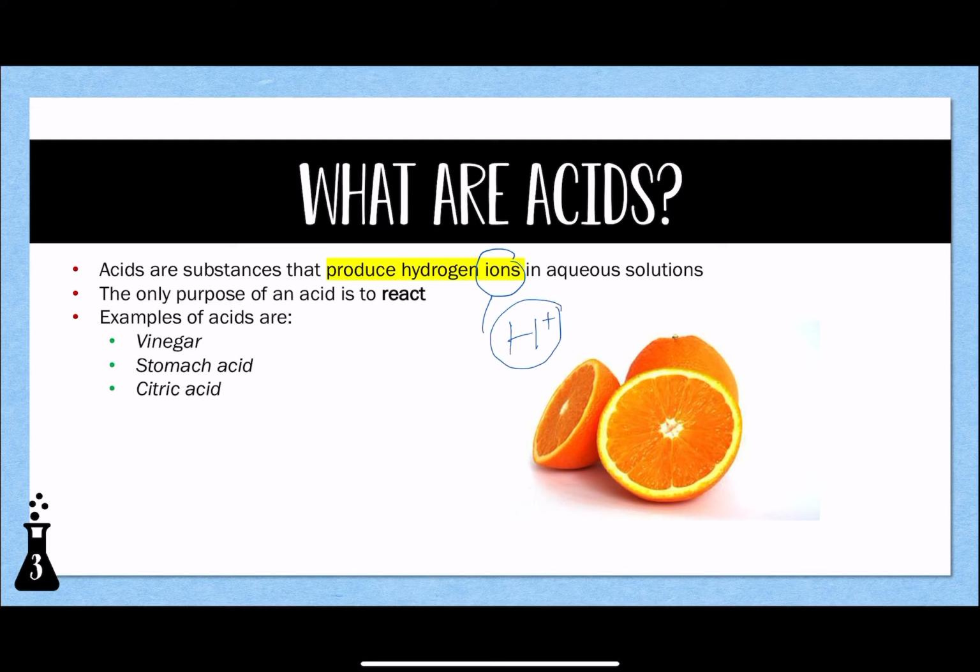So acids are often sour, okay? And they're sour because of the hydrogen ion concentration they have. And when we taste acids, we register them as sour because of the increase of hydrogen ions we have on our tongue, okay? Now, examples of acids are vinegar, stomach acid, citric acid. So citric acid coming from like oranges or lemons.